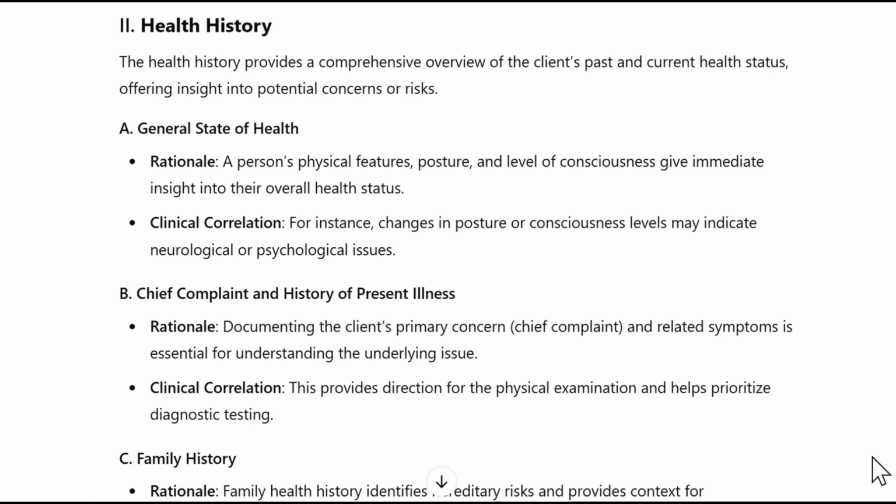or risks. A. General state of health. Rationale. A person's physical features, posture, and level of consciousness give immediate insight into their overall health status. Clinical correlation. For instance, changes in posture or consciousness levels may indicate neurological or psychological issues.